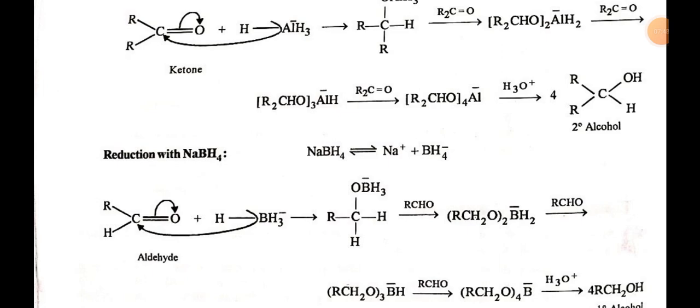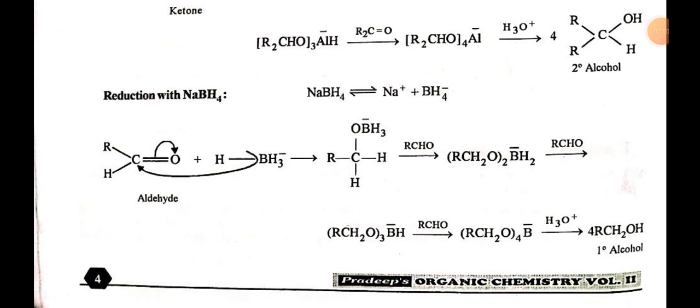Likewise, in the reduction with NaBH4, NaBH4 gives sodium plus borohydride ion, in which the aldehyde is reduced by a hydride, and which subsequently reacts with 3 moles of aldehydes to finally give a primary alcohol.